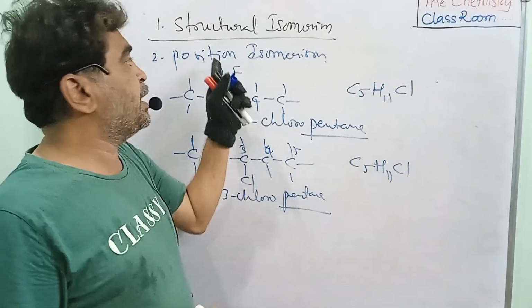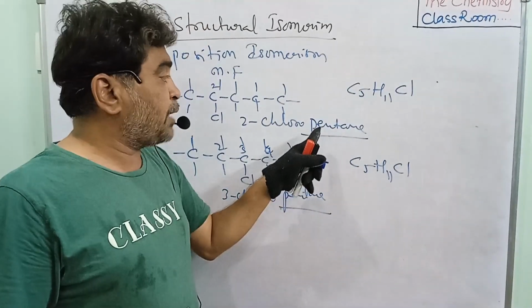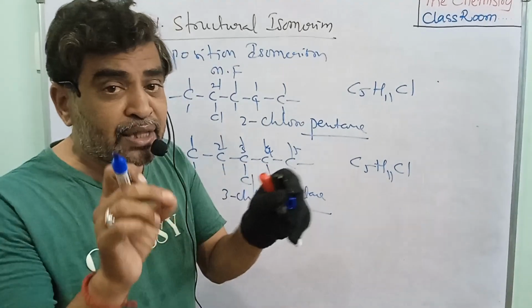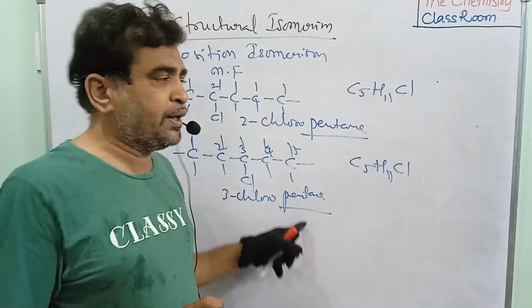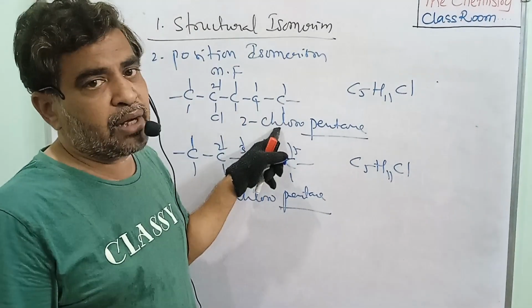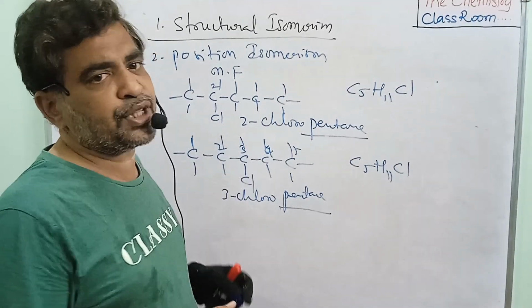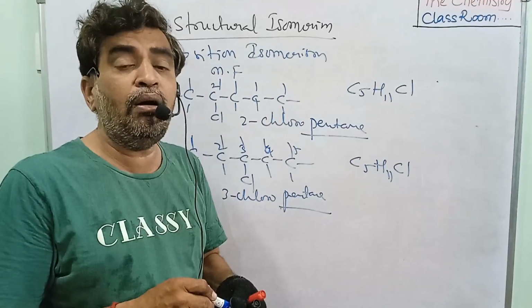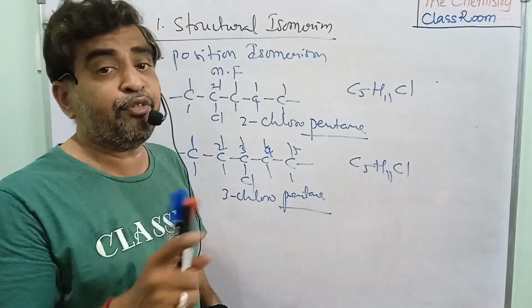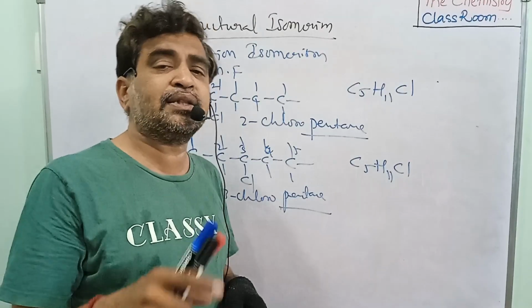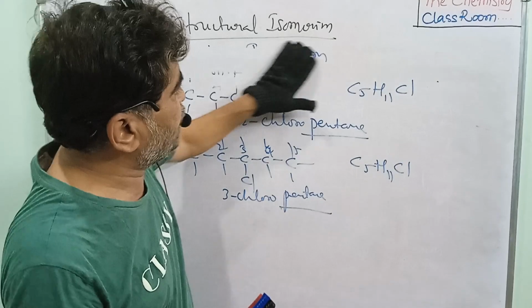So what you remember is, in position isomerism you will get the same molecular formula and the main parent chain is the same. It is the pentane chain, and it is also a pentane chain. Here chlorine, here also chlorine, but the position is 2 and the position is 3. This isomerism is called position isomerism. They have the same molecular formula, but they differ in the position of the chain. Such type of isomerism is called position isomerism. It is our second isomerism.